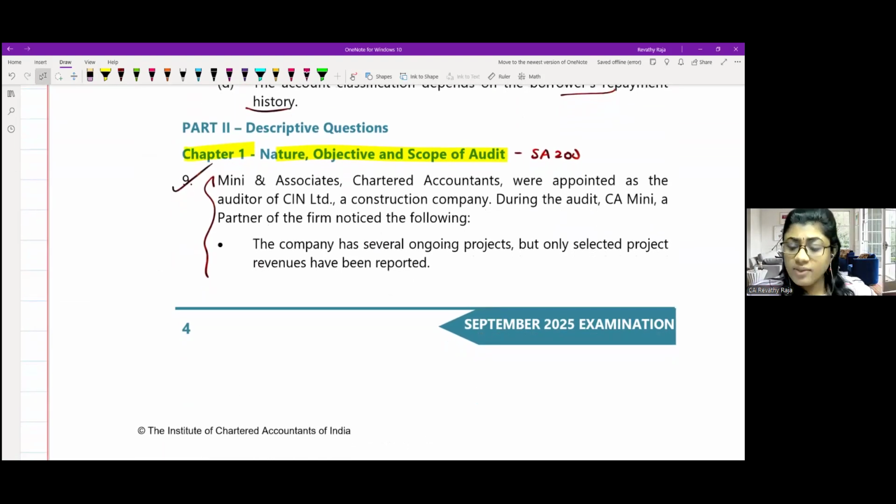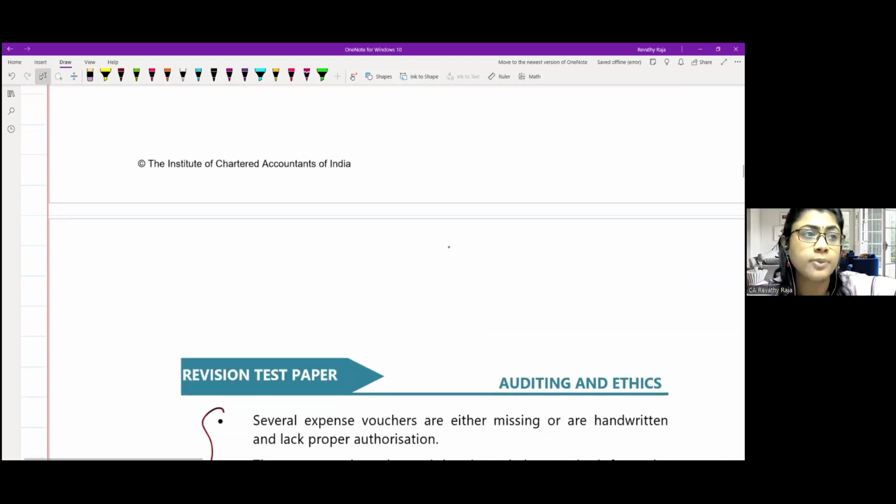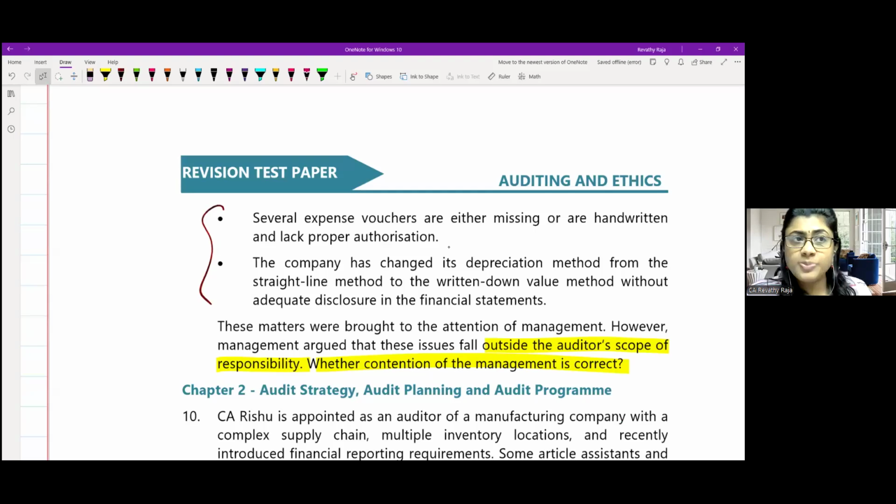Many Associates, CAs, were appointed as the auditor of Sin Limited, a construction company. During the audit, CA Mini, a partner, noticed the following. Company has several ongoing projects, but only selected projects' revenue has been reported. Several expenses are either missing or handwritten and lack proper authorization. Company has changed the depreciation method from SLM to WDV without any disclosures. Can you say what to write from chapter 1?